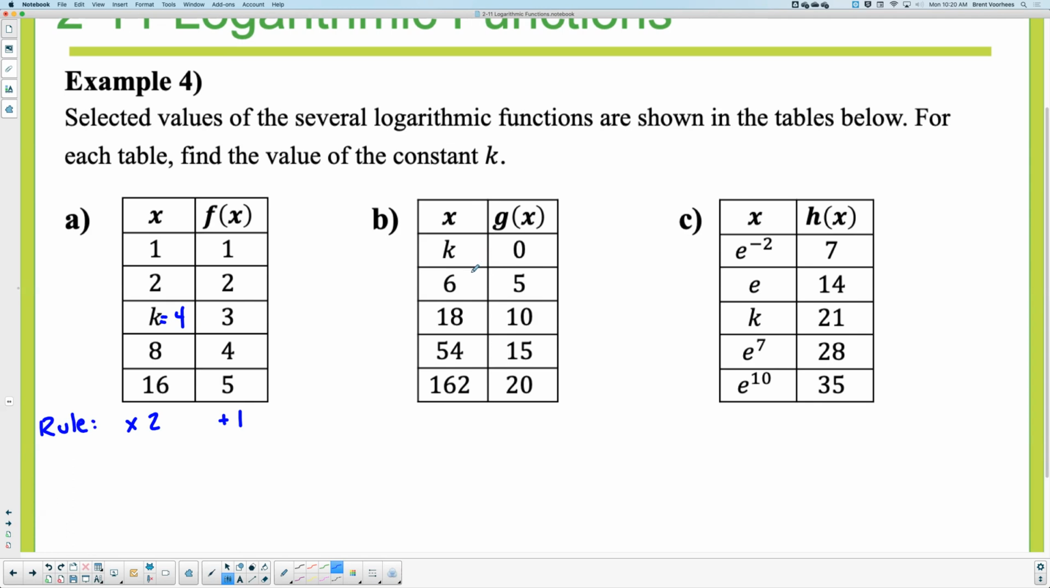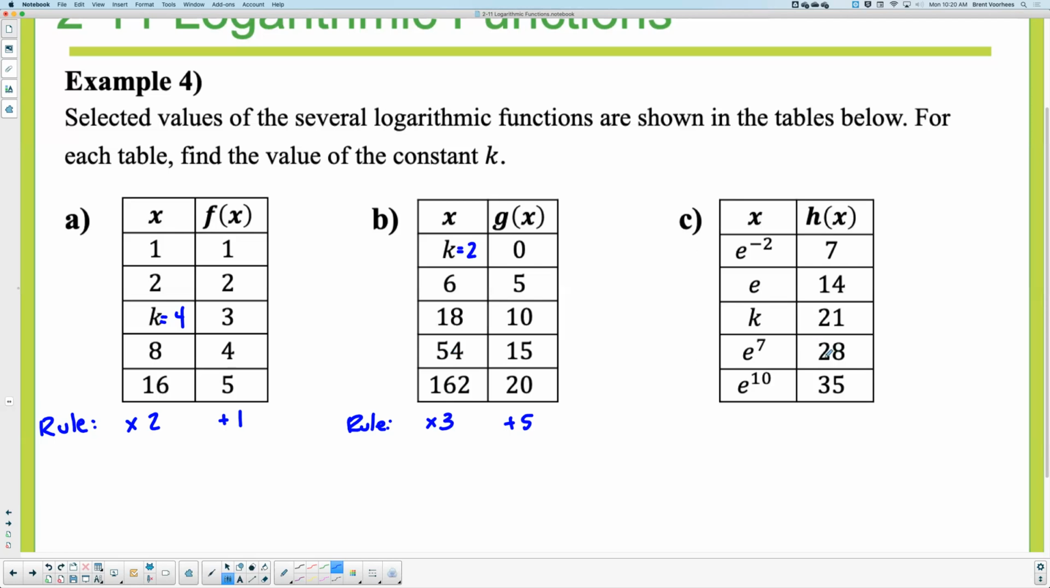Okay, what about over here? What's the rule? Let's check out the one that's not missing anything. What's happening to my y column? They're adding by 5. Okay. What's happening over here? 6, 18, 54, 162. Multiplying by 3. So if I went backwards, what's the opposite of multiplying? Right. What's 6 divided by 3? 2. Good.